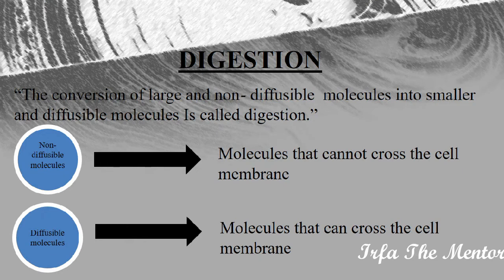Here we have two words, non-diffusible molecules and diffusible molecules. What are the non-diffusible molecules? The molecules which are large and cannot cross the cell membrane. Those are the non-diffusible molecules. And the diffusible molecules are those molecules that can cross the cell membrane because they are small or simpler molecules.